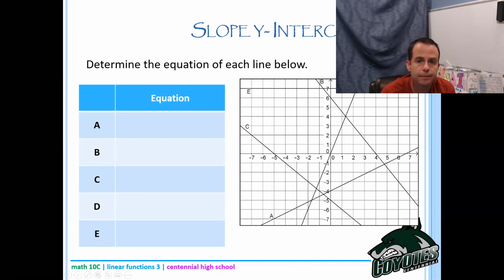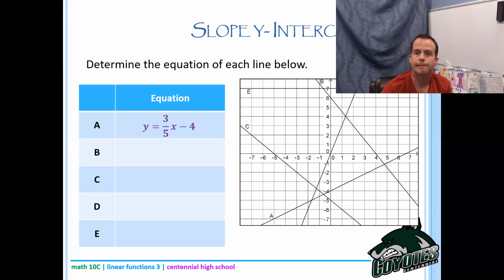So for A, my y-intercept is at -4. Looks like my slope, I need to find a nice friendly point. There's a nice friendly point. So that would be what? 1, 2, 3, 1, 2, 3, 4, 5. So 3 over 5x minus 4. Y equals 3 over 5x minus 4.